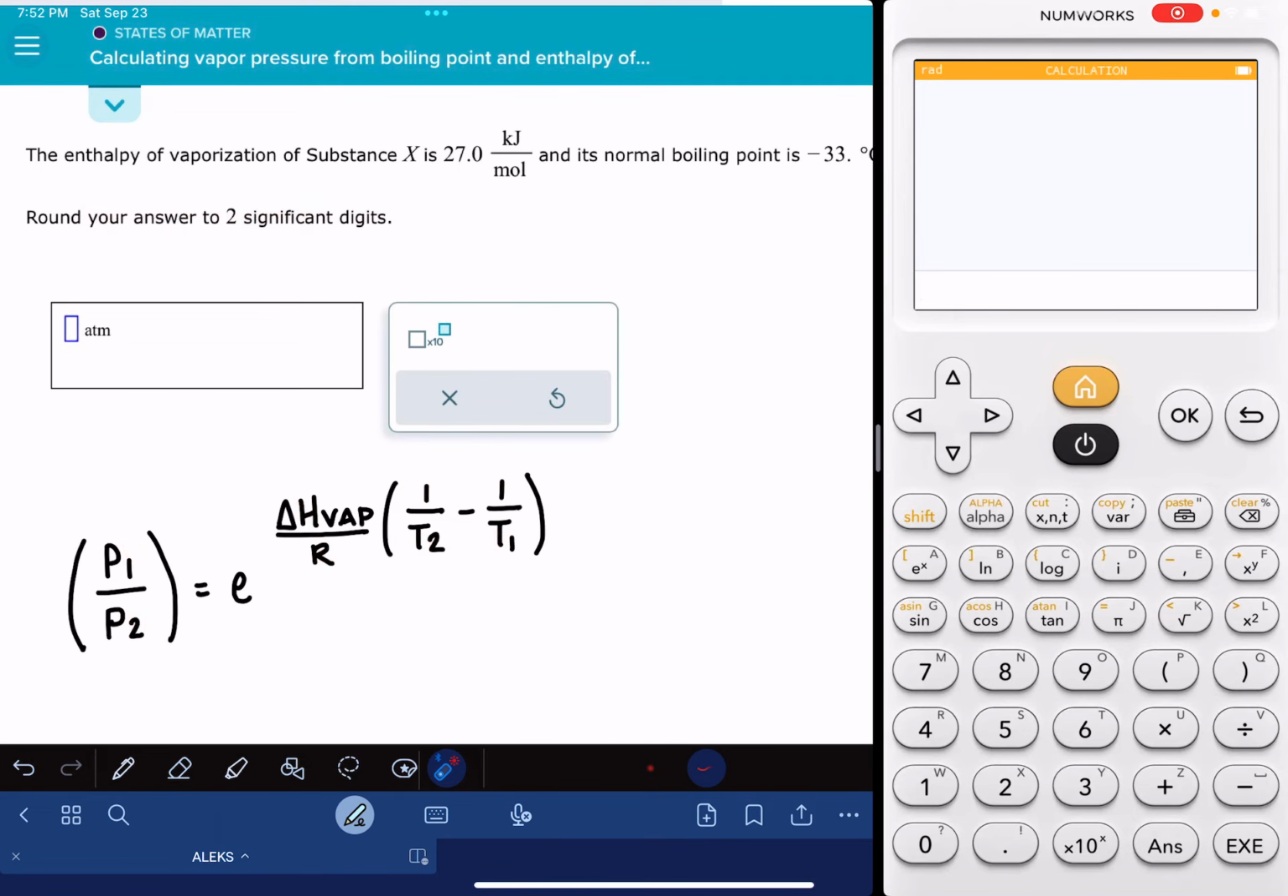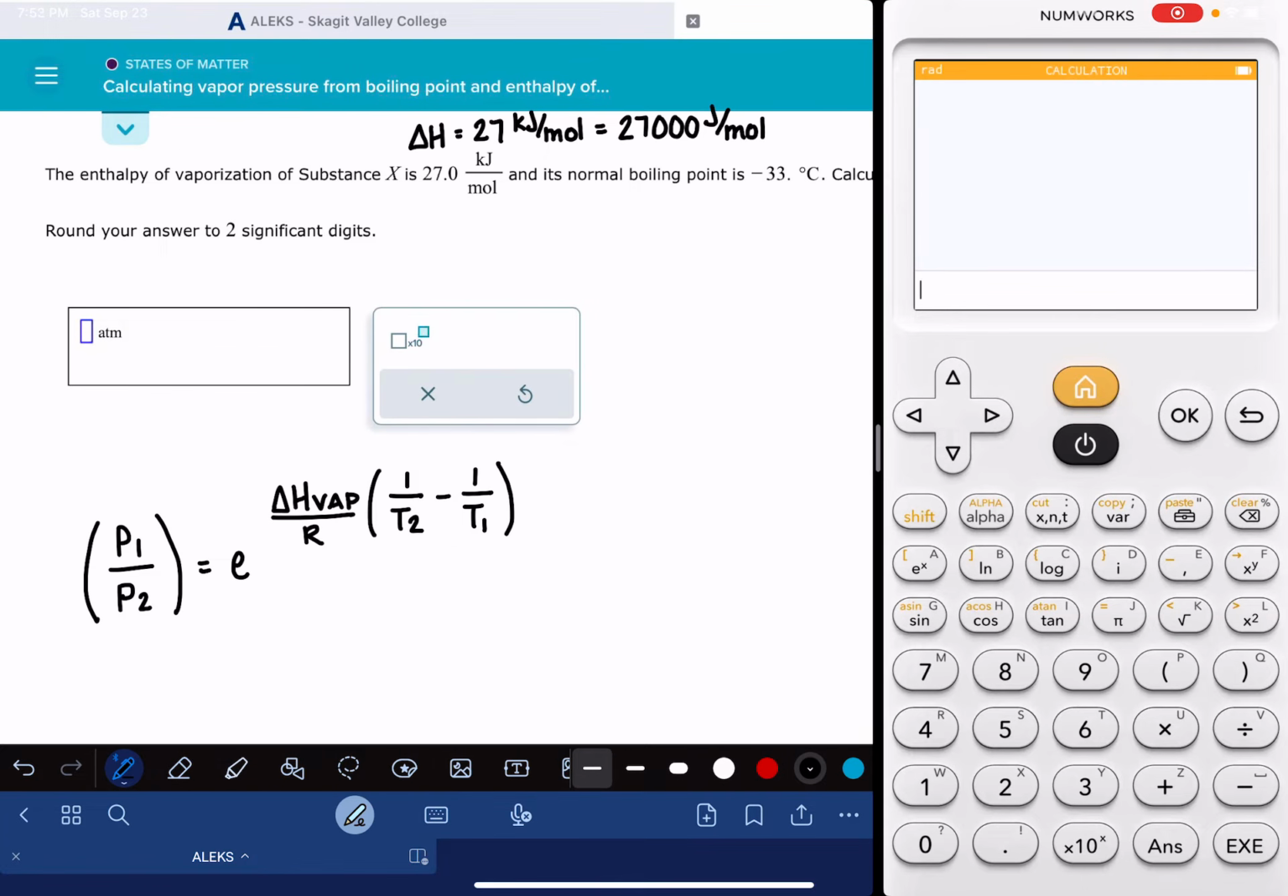from the problem statement. So it tells us that we're working with substance X. Its enthalpy of vaporization, that's the delta H vap, is 27 kilojoules per mole. So we're just going to make a little note here. This is our enthalpy of vaporization, 27 kilojoules per mole. And I'm going to tell you right off the bat, that needs to be converted into units of joules per mole. I'm going to do that by multiplying by 1,000. So 27,000 joules per mole. That is our delta H value.